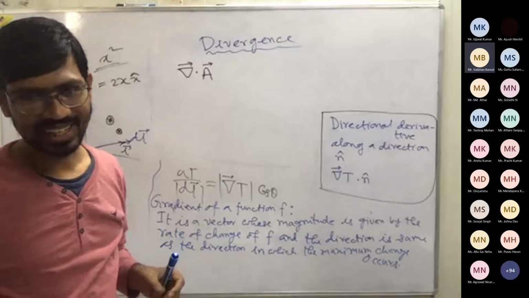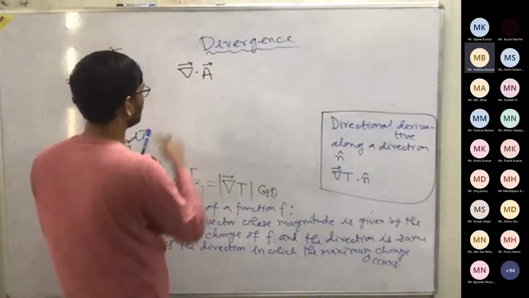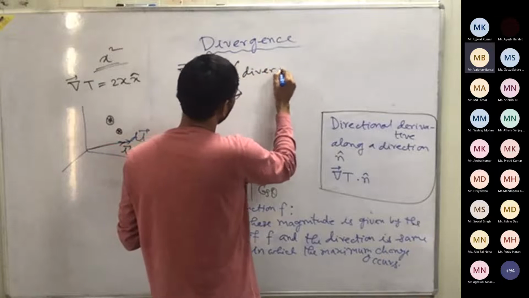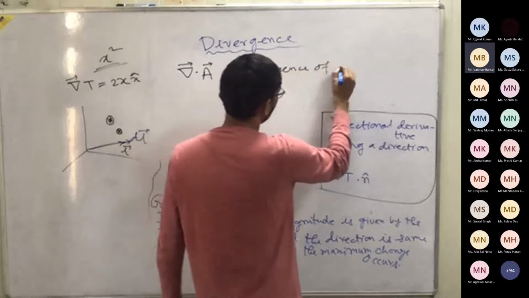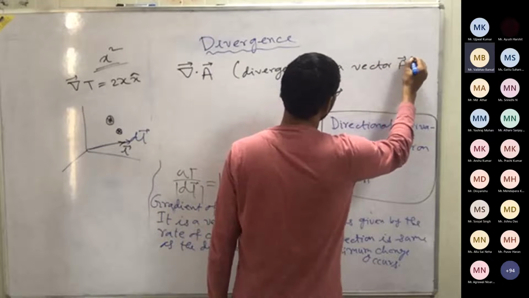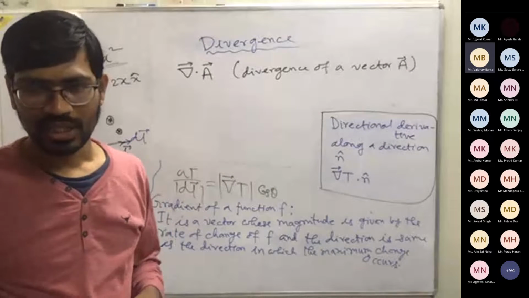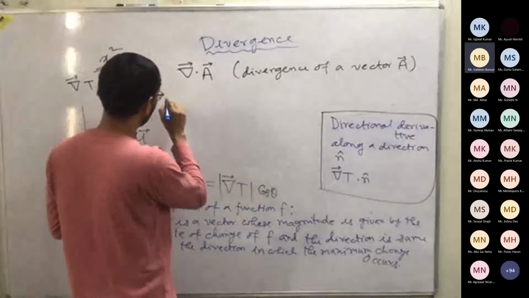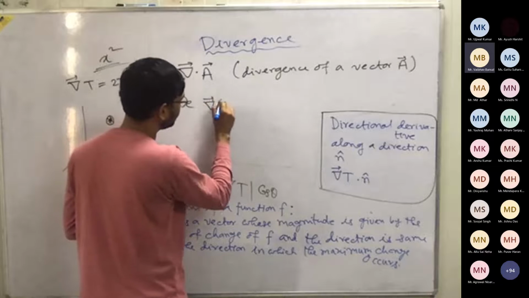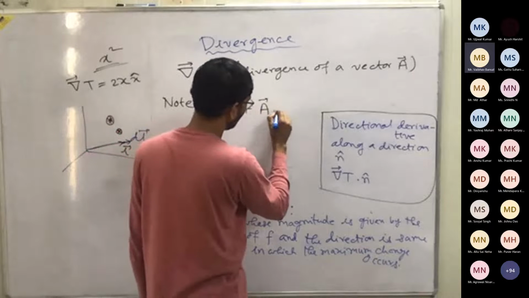This is del dot vector. So this is the divergence of a vector A. Now this operation is a dot product. Again here you have to remember, note: del dot A is not equal to A dot del.